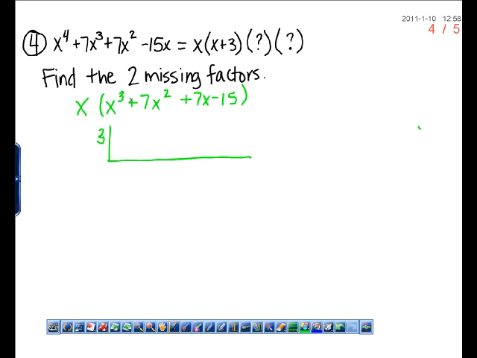Now remember, I'm using these coefficients in here. Would it be negative 3? Yes, thank you. Good catch. Why is this negative 3? Yeah, it's x plus 3 is our factor, so if I set it equal to 0, it would be negative 3. All right, so negative 3, and then I've got 1, 7, 7, and 15.